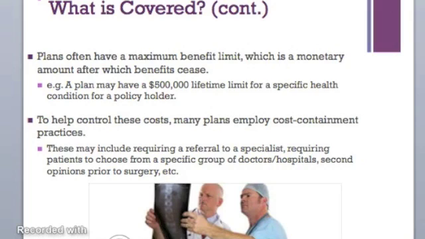Healthcare costs can skyrocket pretty quickly. Coming up with ways to contain these costs is critical for health plans. Ways in which health plans try to keep costs down are to require referral to a specialist, since specialists usually charge more for their services, forcing patients to choose from specifically contracted groups of doctors or hospitals, requiring second opinions, and several other methods.